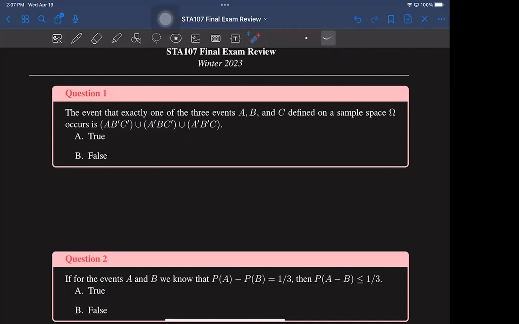Okay, so we have 5 votes for true, and that is the correct answer. I see someone say false. Do you mind explaining why? Why do you think it is false?